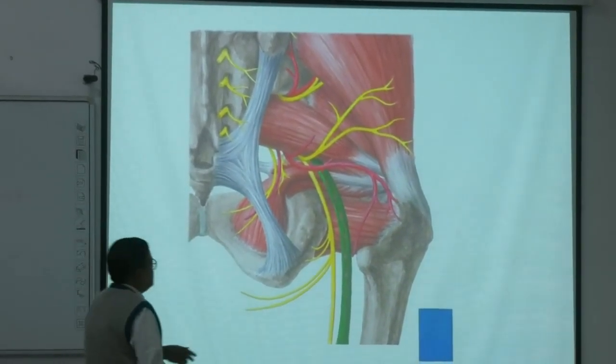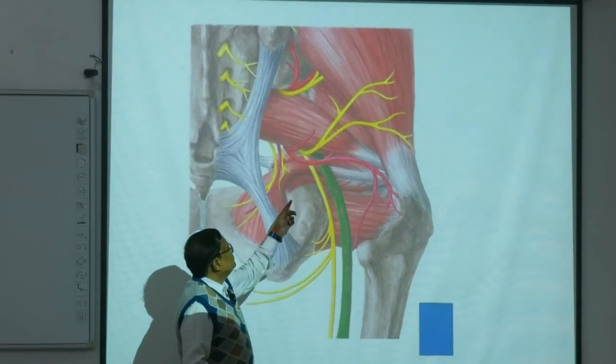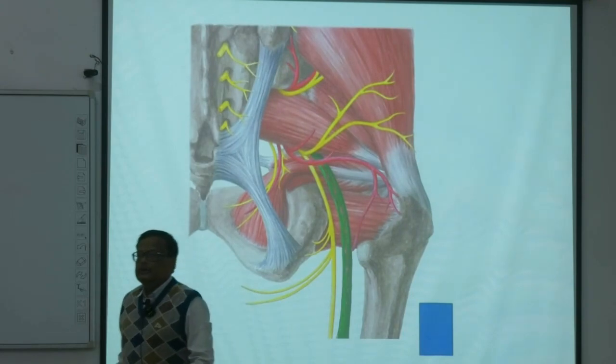So this green is the sciatic nerve, the most important nerve in our body.